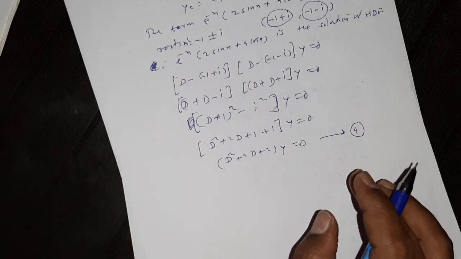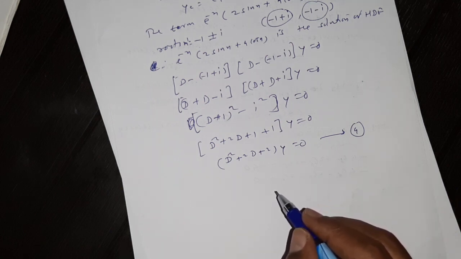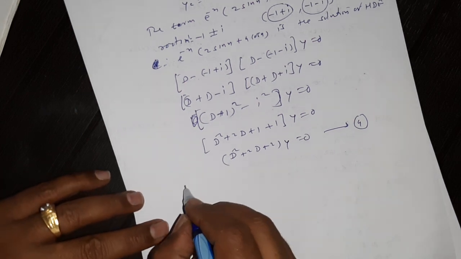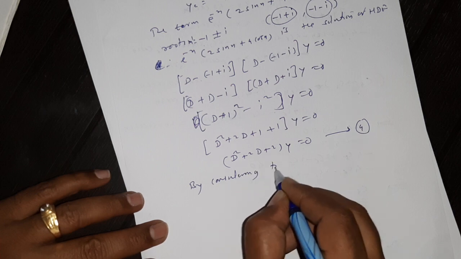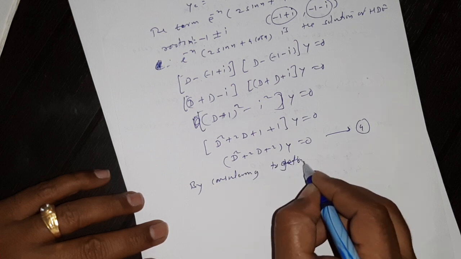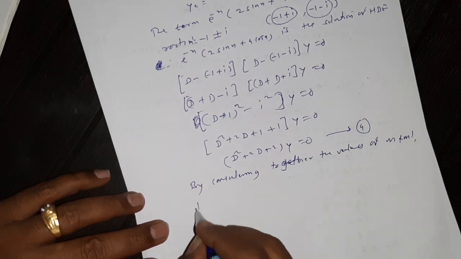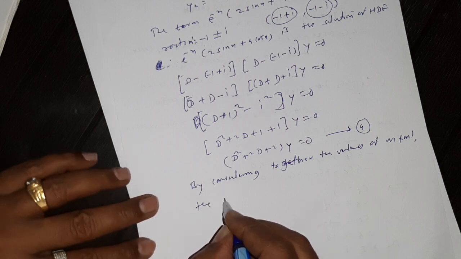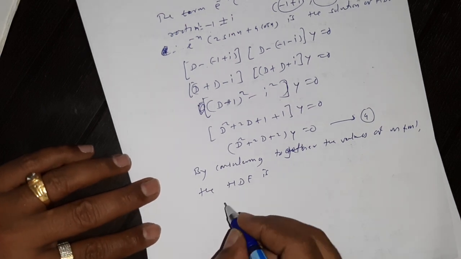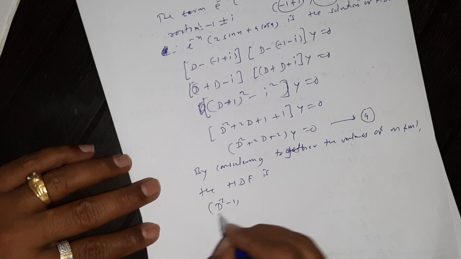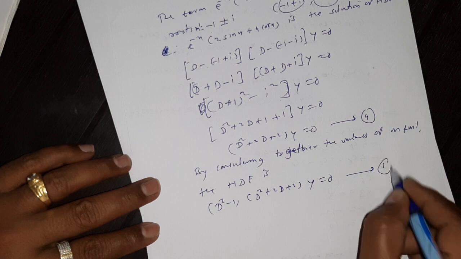And so by combining the values of m and m dash, the corresponding homogeneous differential equation is (D square minus 1)(D square plus 2D plus 2) y is equal to 0. This is equation number 5.